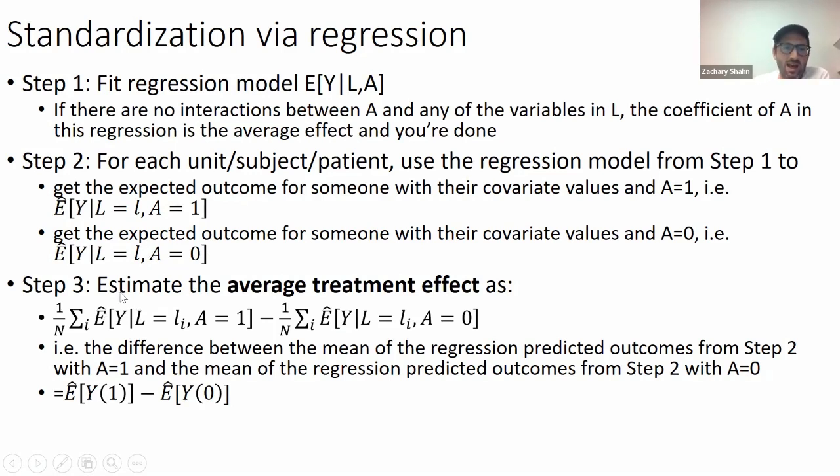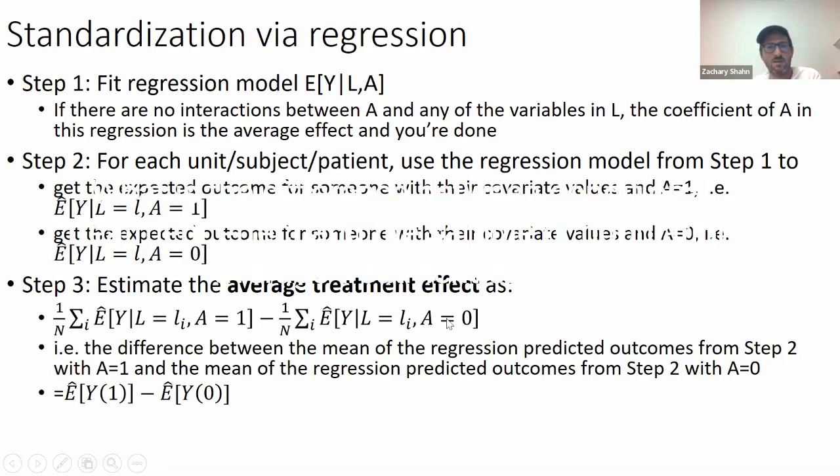So you just take the average over everyone in your data set of their prediction when A equals 1. And then you subtract that by the average of everyone in your data set of their prediction from the model at A equals 0. That's what I mean by E hat, the prediction from the model of the conditional expectation of the outcome given their covariates and had treatment equaled 0.